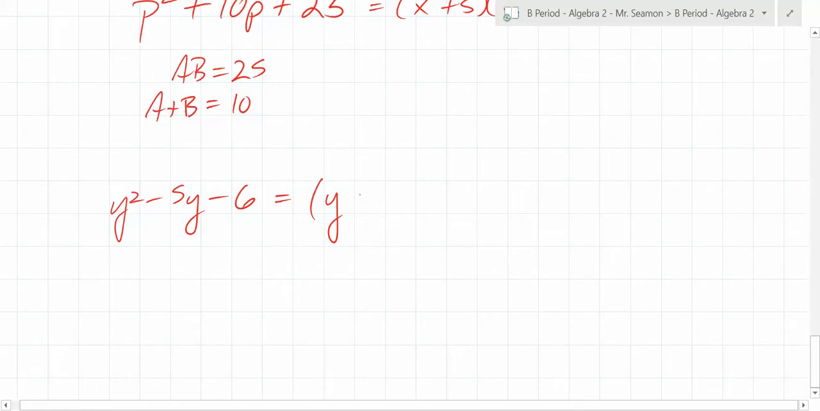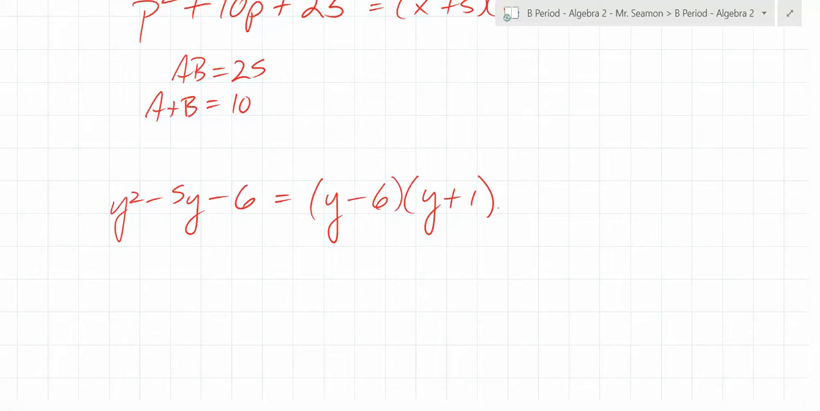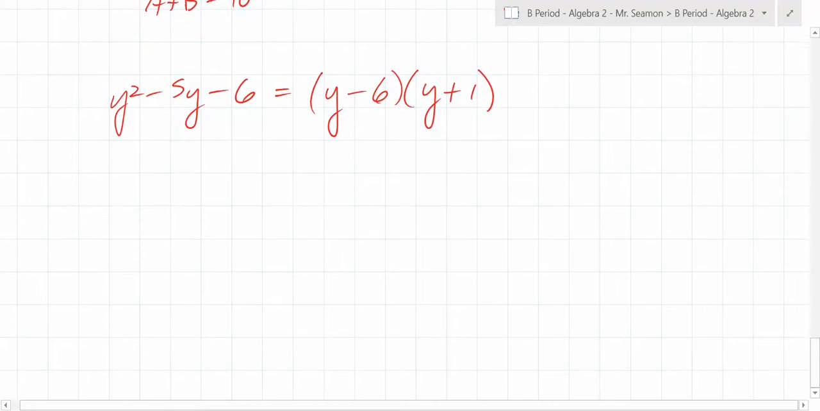Nope, they don't add together to get negative 5. I'll give you a hint, negative 6 and plus 1. They multiply together to get negative 6, and they add together to get negative 5. But can things get a little bit more challenging?